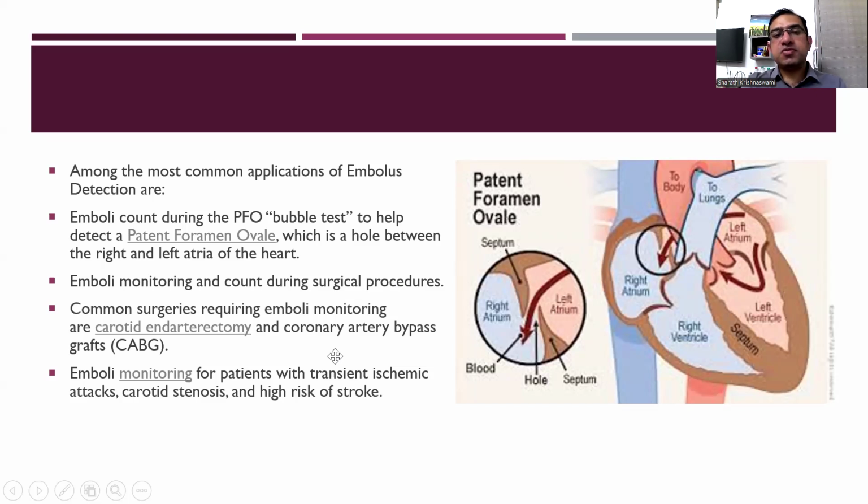The common surgeries which require this sort of embolus monitoring are the carotid endarterectomy and the coronary artery bypass grafting. And it is necessary to do this emboli monitoring in patients with transient ischemic attacks, carotid stenosis, or patients who have a high risk of stroke.